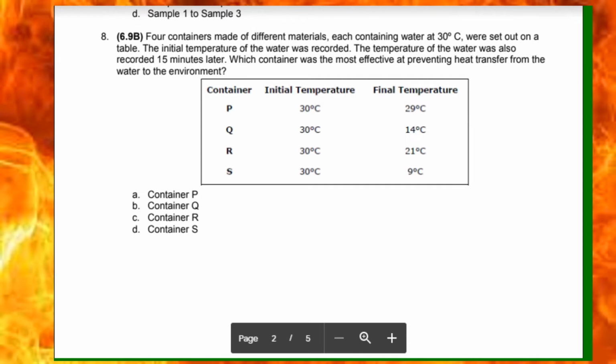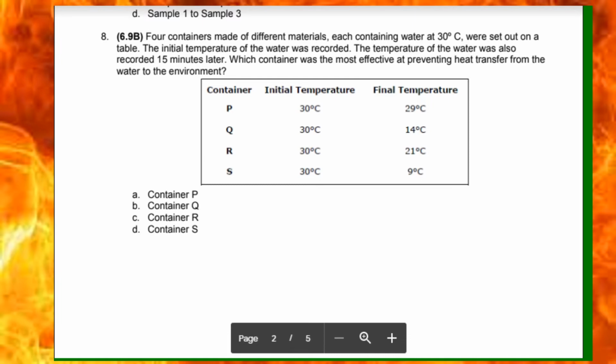Number 8, 6.9b. 4 containers made of different materials, each containing water at 30 degrees Celsius, were set out on a table. The initial temperature of the water was recorded. The temperature of the water was also recorded 15 minutes later. Which container was the most effective at preventing heat transfer from the water to the environment?